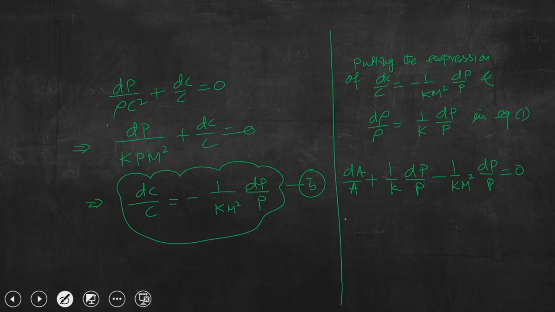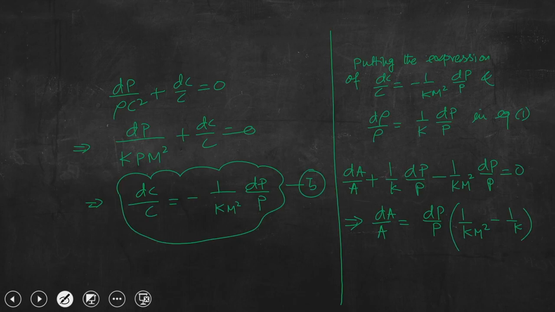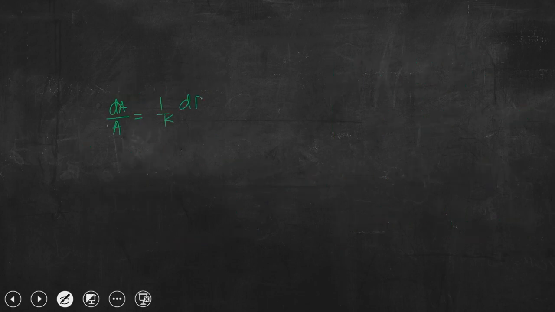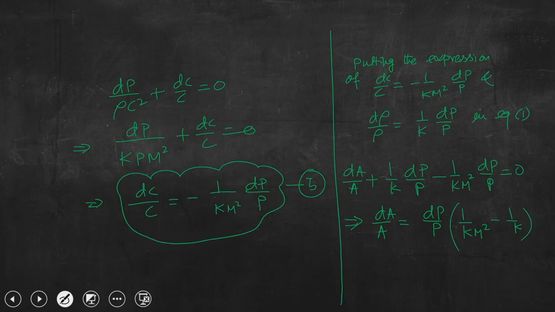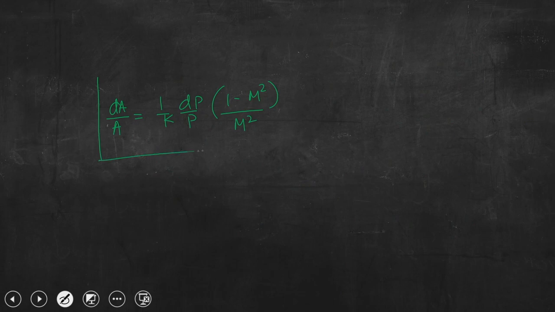So, if we try to just write this term, we can write da by a equal to dp by p into 1 upon k M square minus 1 upon k. So, that means, finally, we can write that da by a equal to 1 upon k dp by p into 1 minus M square divided by M square, right. So, this is the relation we wanted to derive in today's class. This is a very important relation. So, this is equation number 6.